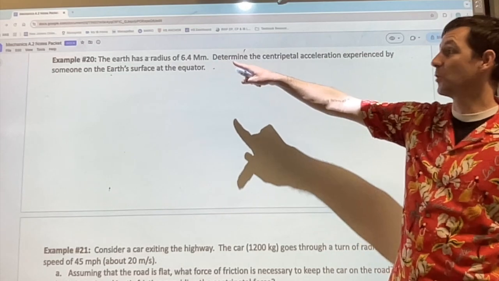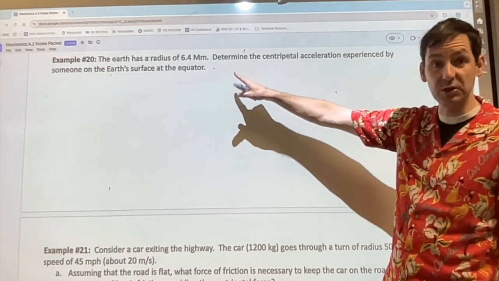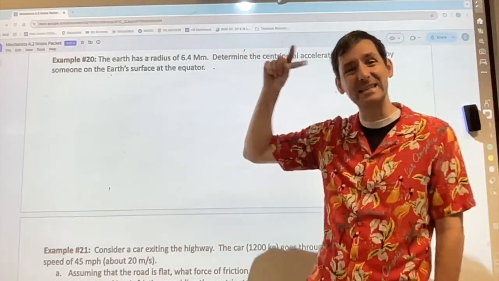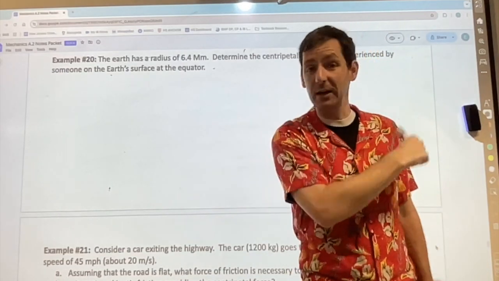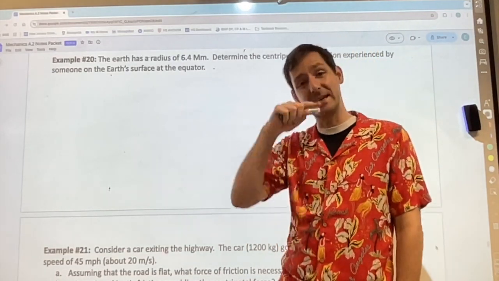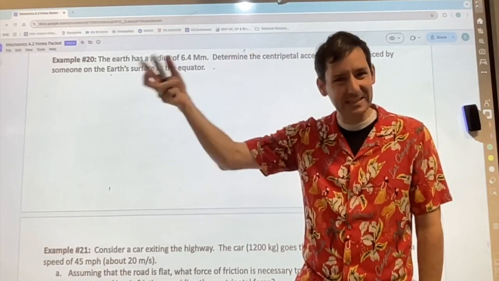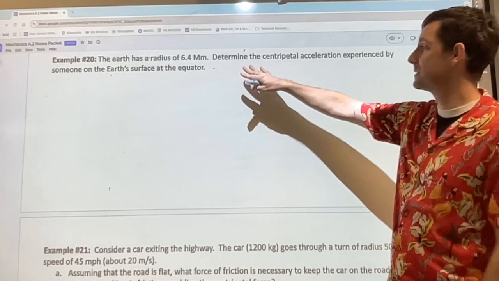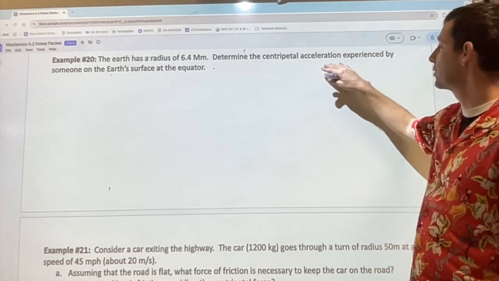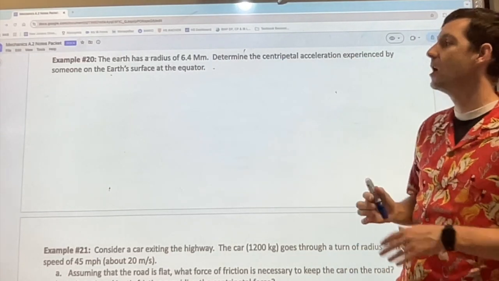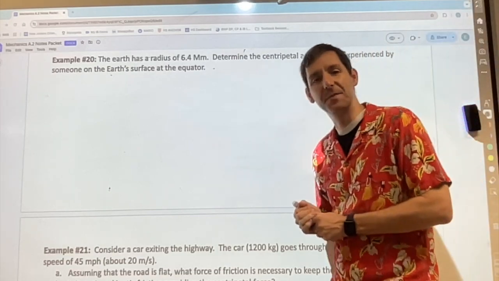The Earth has a radius of 6.4 megameters. That's 6.4 times 10 to the 6th. If you didn't know that, you can look it up in your data booklet, in your formula packet. It says that the M is the metric mega, which is 10 to the 6th. So 6.4 times 10 to the 6 meters. Determine the centripetal acceleration experienced by someone on the Earth's surface at the equator.